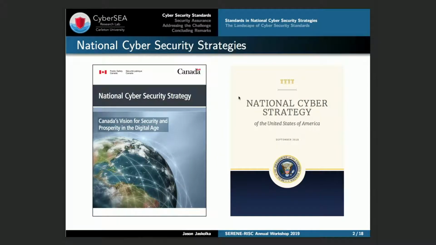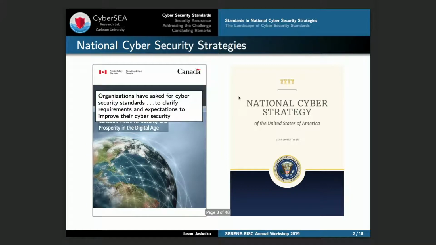So where we're going to start this discussion today is a look at some motivation. And we can draw our motivation from the recently released national cybersecurity strategies, both by the Government of Canada and by the United States federal government. And both of these documents make numerous references to the need for standardization in cybersecurity.